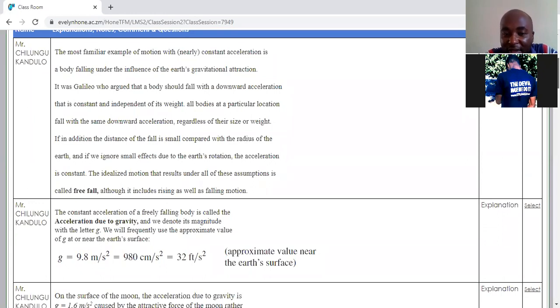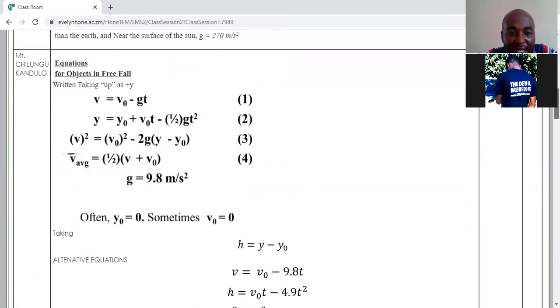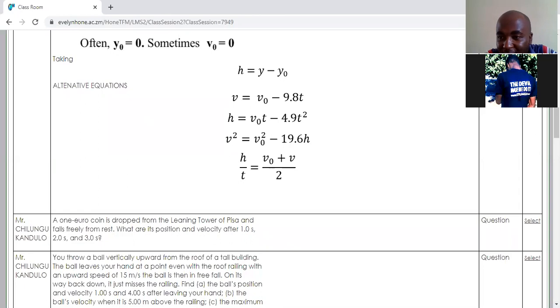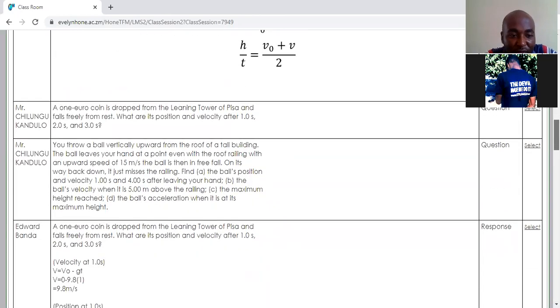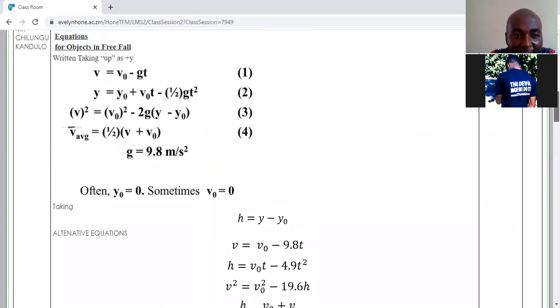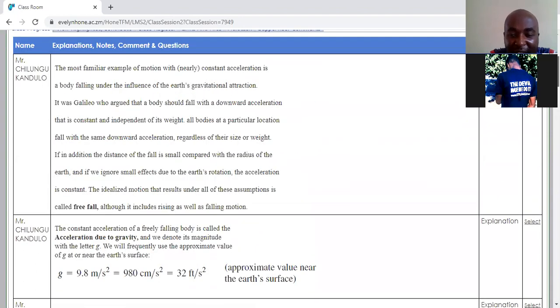Galileo is the one who found these things. So the only thing that I want you to note is that the equations are the same equations, except the acceleration is 9.8 meters per second squared downwards. So these are the equations for free fall. When we meet next week on Tuesday, we'll come and solve these two questions. But I just want you to go through this work here.